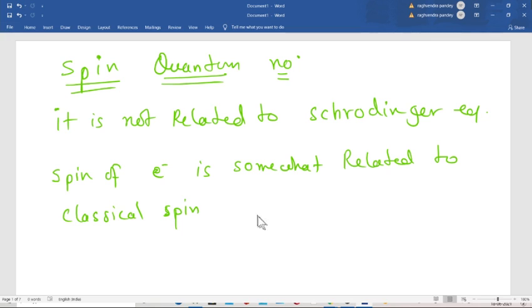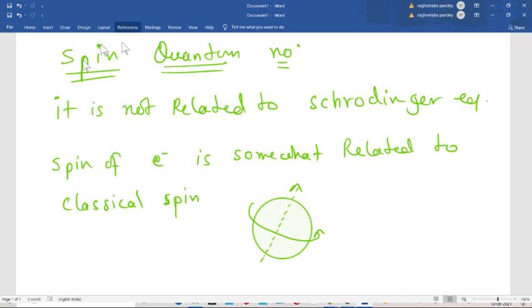So when there is a spin like this, suppose this is a sphere and it is spinning like this, going around this axis. That is a spin, but it is somewhat related. It is not completely related. The spin of a football and the spin of an electron are not completely related.